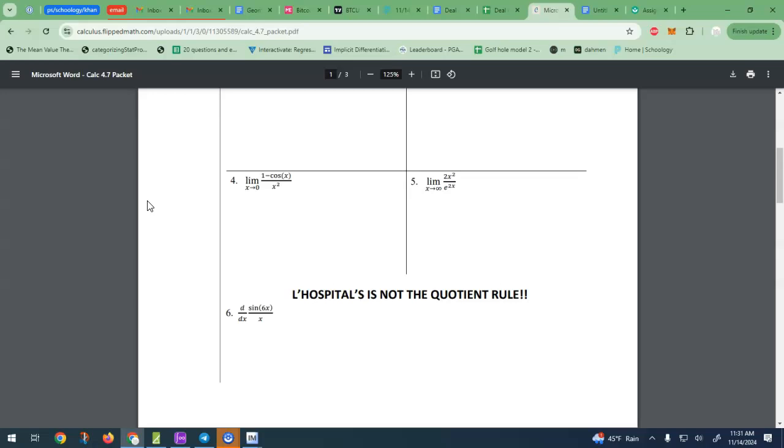So the derivative of 2x squared is 4x. The derivative of e to the 2x is e to the 2x times 2. General chain rule piece there. I'm plugging in infinity now. Again, I'm still stuck. So I'm going to get infinity over infinity again. I'm not giving up. I'm going to keep using L'Hopital.